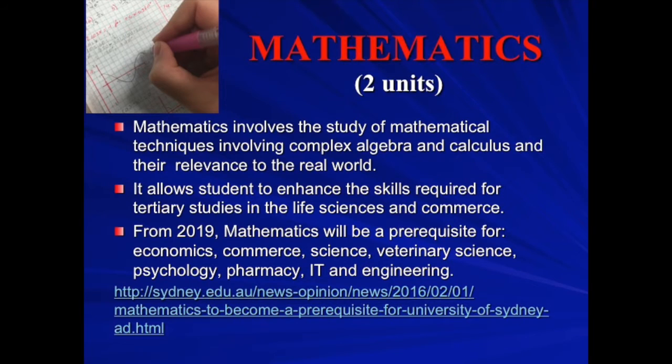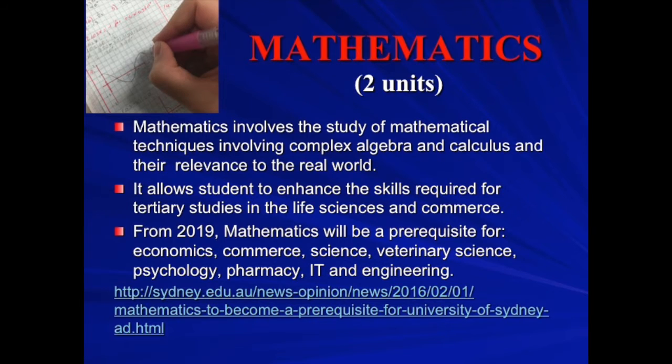The next level of mathematics that you can study for the HSC is called Mathematics, and it is a 2-unit course. Now, this mathematics course involves the study of mathematical techniques, but most importantly, it involves complex algebra and calculus and their relevance to the real world. Now, one of the things you should consider when choosing mathematics for the HSC is what you want to do beyond the HSC, and that is what you would like to study at university.